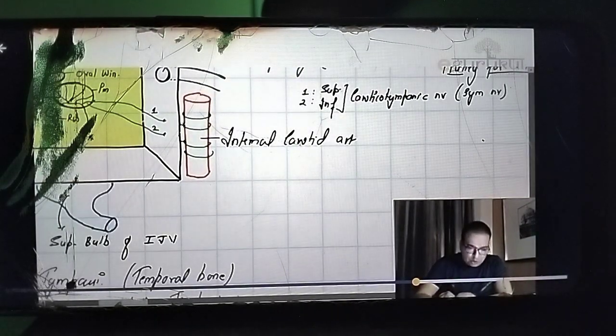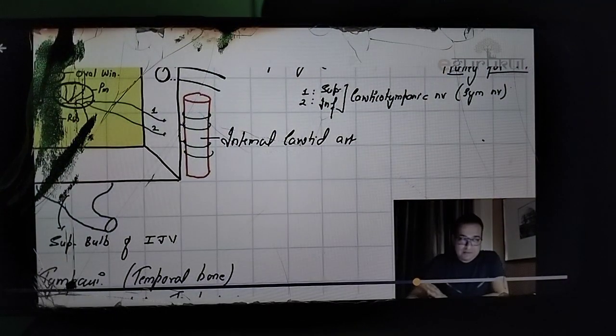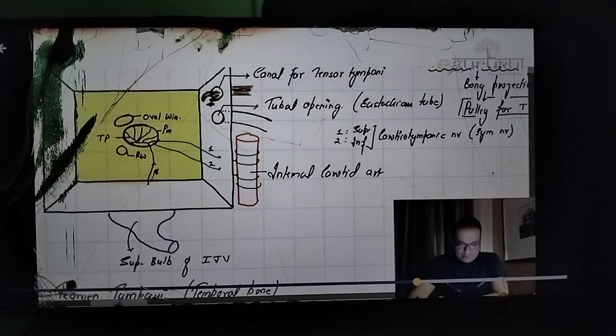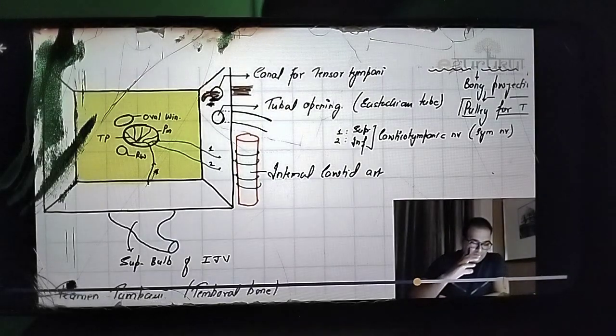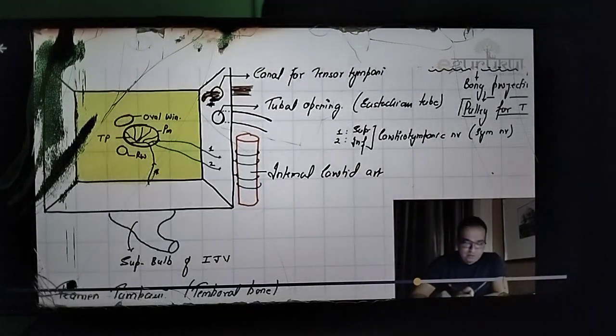This is the sympathetic plexus, and though the nerve enters from the anterior wall, obviously it goes toward the medial wall and contributes to the tympanic plexus, right? Okay. So I hope this much is clear. There's something else in the medial wall. That's why they love asking questions on the medial wall, because there is more to it.